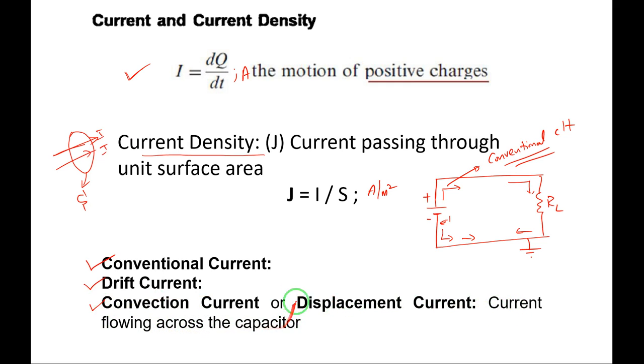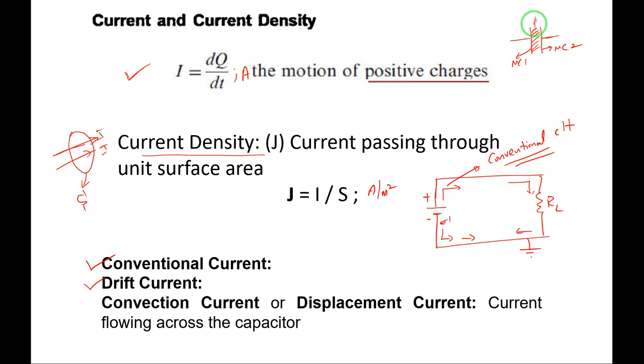Current flowing across the capacitor. Yes, in the capacitor. Let me draw it here. This is metallic conductor 1, this is metallic conductor 2. Then there is a dielectric material. The current has to flow from metallic conductor 1 to metallic conductor 2 by passing through the dielectric material. But this dielectric material is a highly insulating material. So how should the dielectric material conduct?